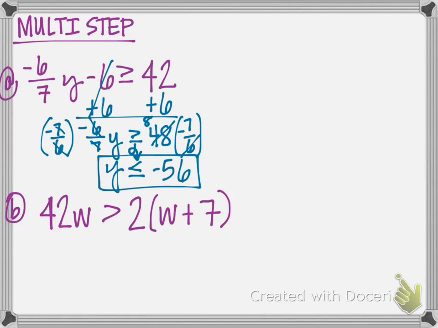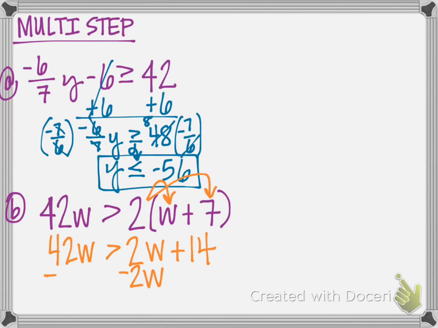Alright, B. I've got these parentheses in here. I need to get rid of those. The best way to do it is by the distributive property. So I'm going to distribute the 2. And I get 42w is greater than 2w plus 14. Got to get the w's on the same side, so I'm going to subtract 2w. And I get 40w greater than 14.